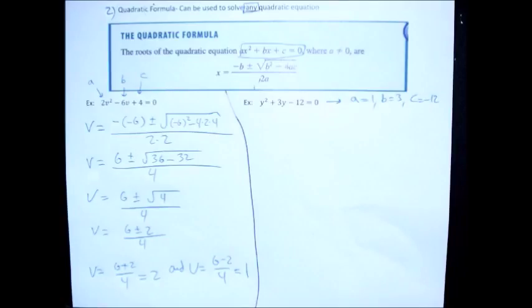Did anyone not grab this piece of paper? No, it's not too late.